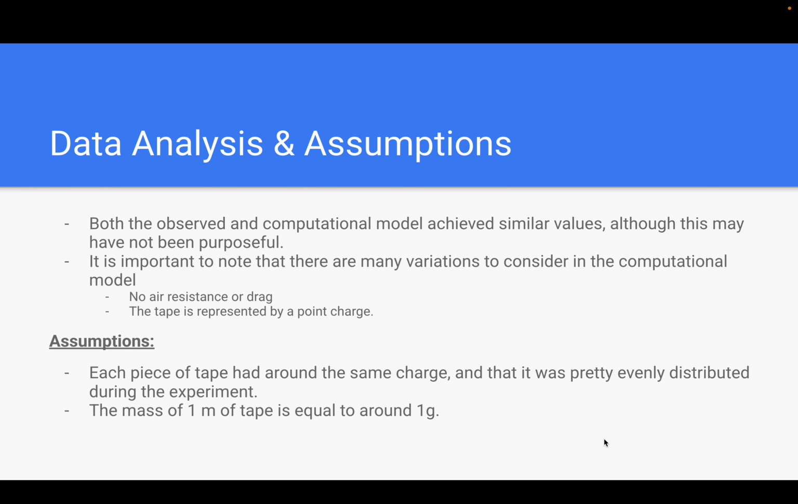So both the observed and computational model achieve similar values, although this may not have been purposeful. It's important to note that there were many variations to consider in the computational model. So there was no air resistance or drag, and the tape was represented by a point charge. And along with these assumptions, each piece of tape had around the same charge, and it was pretty evenly distributed during the experiment, so we calculated the particle charge based on that. And we also did not weigh the mass of the tape, and we assumed the mass of 1 meter of tape is equal to around 1 gram.